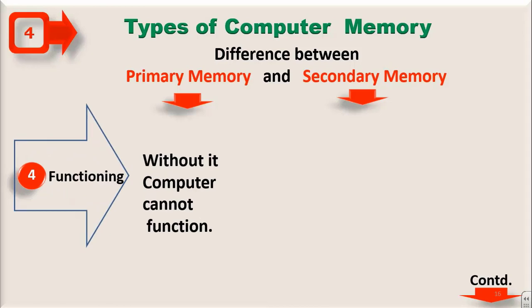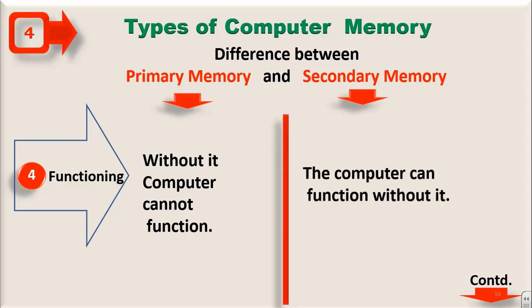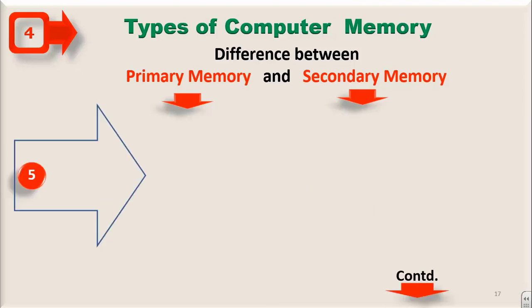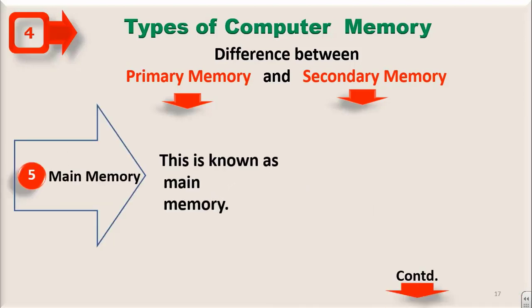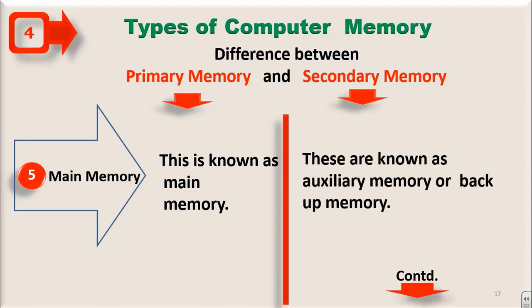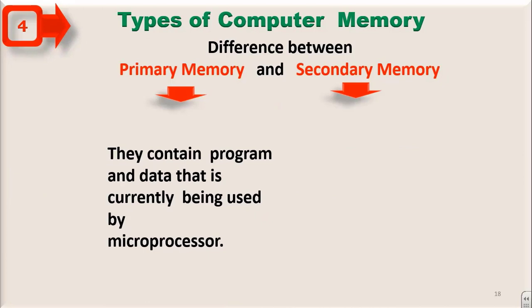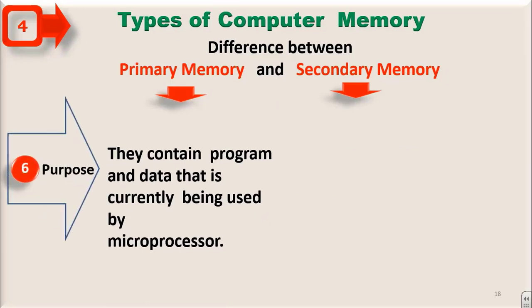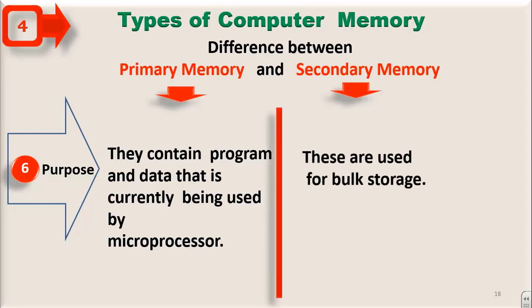Functioning. Primary memory, without it computer cannot function. Whereas as far as secondary memory is concerned, computer can function without secondary memory. Primary memory is also known as main memory, whereas secondary memory is termed as auxiliary memory or backup memory. The purpose of primary memory is that they contain programs and data that are currently being used by the microprocessor. In the case of secondary memory, these are used for bulk storage of data and programs.